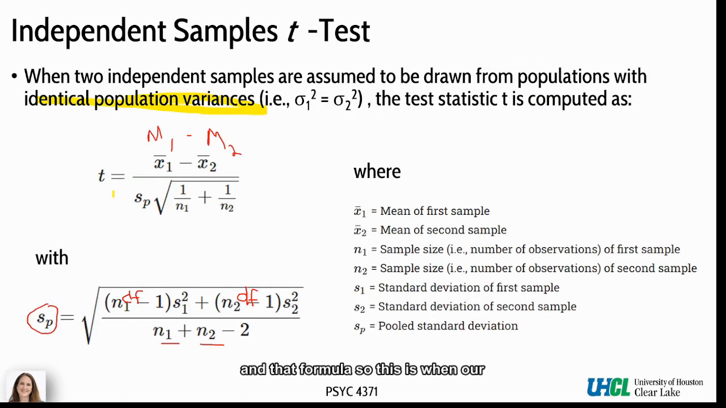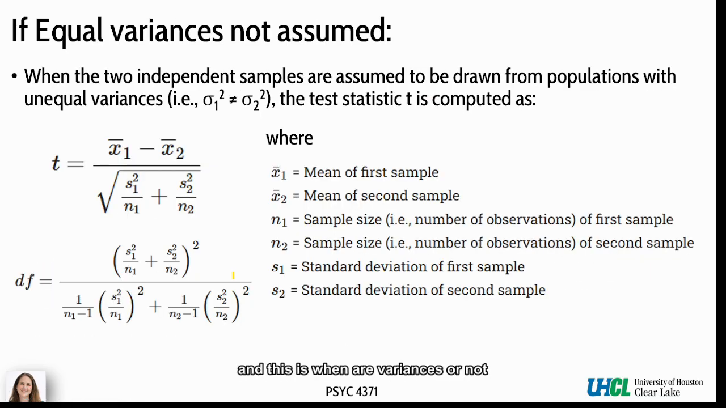So this is when our variances are the same, and this is when our variances are not. We have violated homogeneity of variance, so we use this formula.